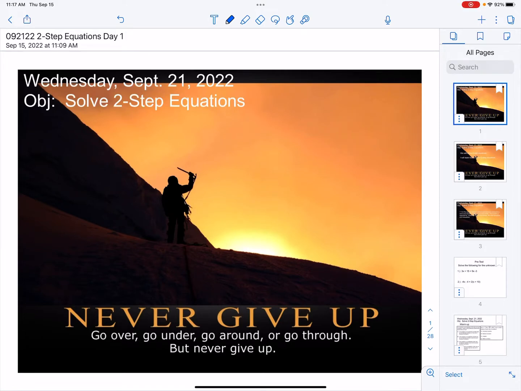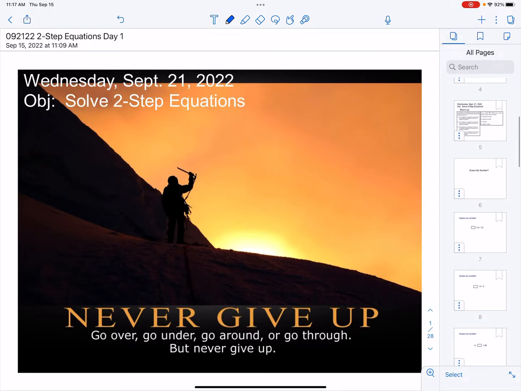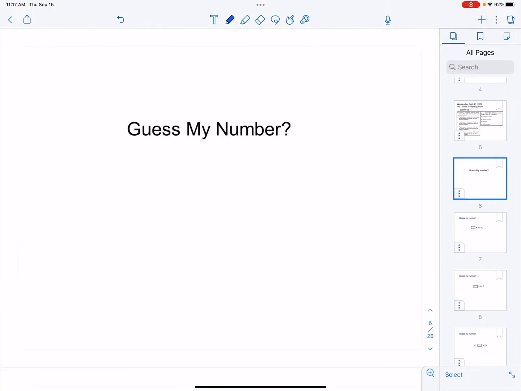Hello class. Today we're going to take our next step into the 8th grade by looking at equations. But before we can do that, we've got to go all the way back to 6th grade and make sure that we understand how to do the 6th grade process before we can get to the 7th grade process, which is what our lesson today is talking about. And then we'll get into the 8th grade process. But before we do that, we're going to play a little game called Guess My Number.